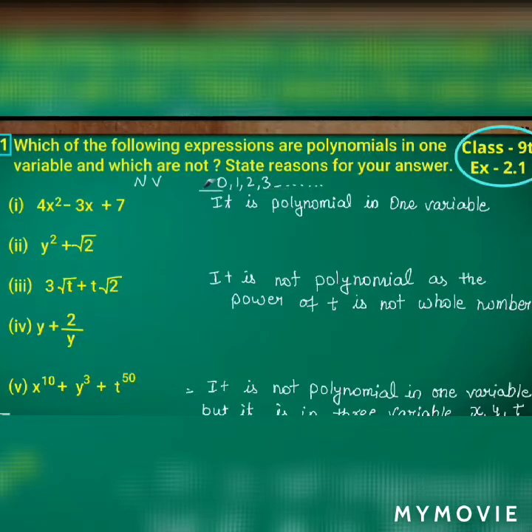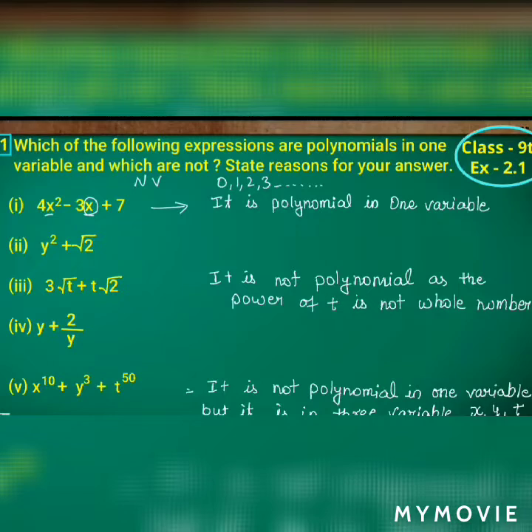Whole numbers are nothing but what? They include the counting numbers as well as 0, isn't it? 0, 1, 2, 3 and so on up to infinity. So here the power of the variable must be a whole number. If you observe the first question here, 4x square minus 3x plus 7, I can say it has a single variable, that is x, isn't it? So x is a single variable in this equation. Yes, it is a polynomial in one variable x.